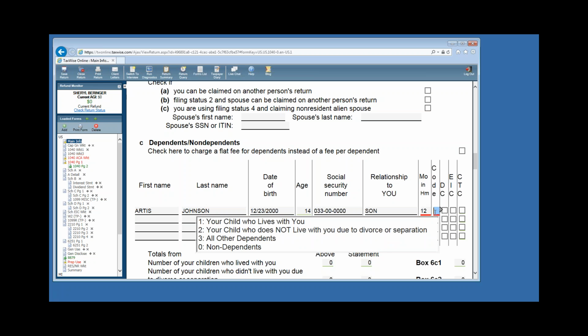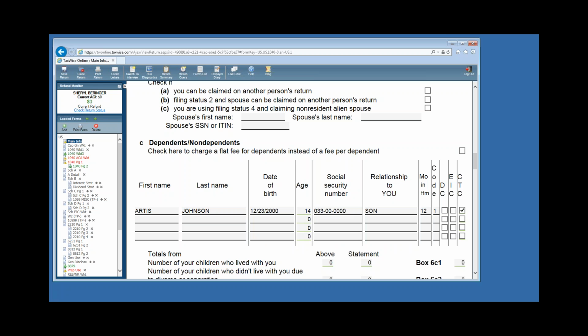The code, it'll offer you a drop-down menu, so it makes more sense. So Artis is Cheryl's son, so we're going to go ahead and indicate that he's a dependent. Because she provides all of his support and he's under 19, we can go ahead and select the earned income tax credit. Because these are basically those tax credits.